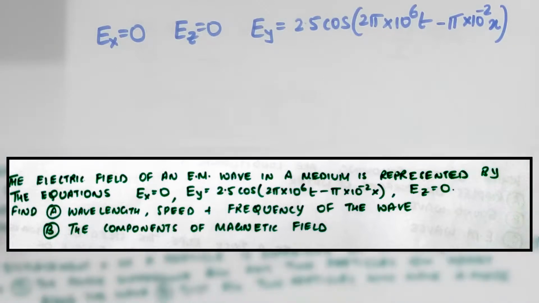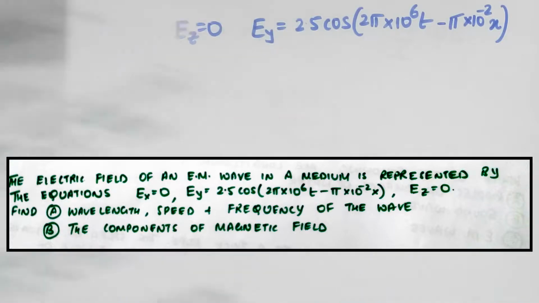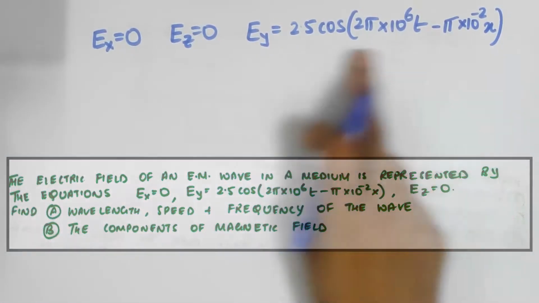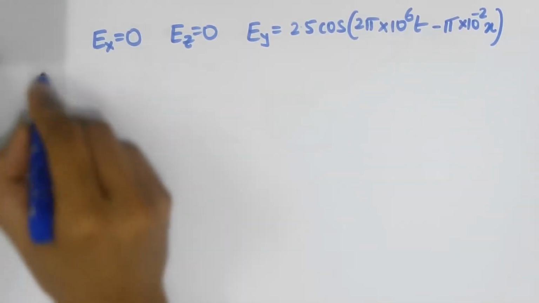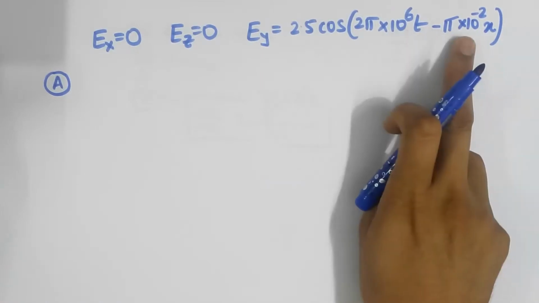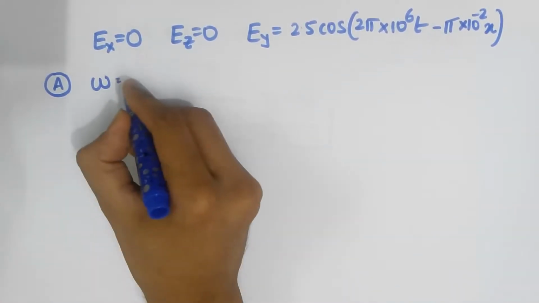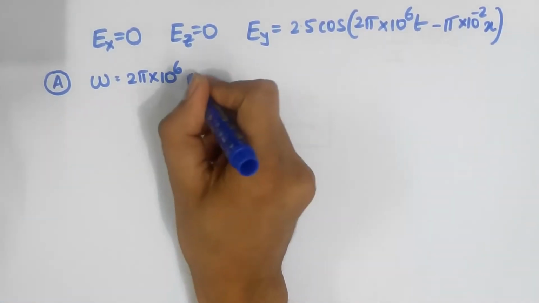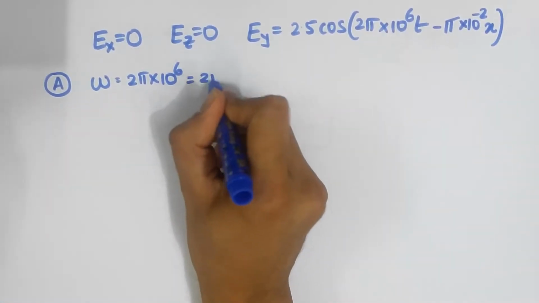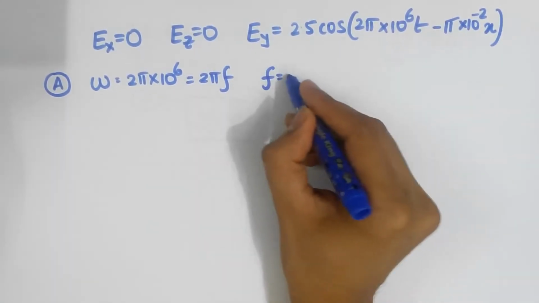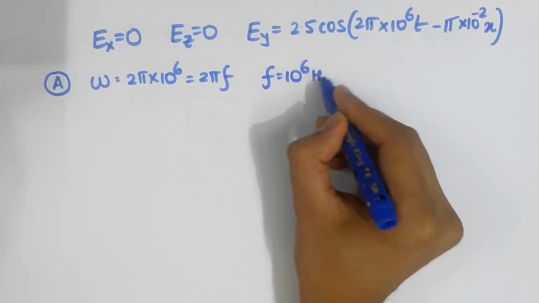Now, what else is given? We need to find the wavelength, speed, and frequency of the wave. That's easy. It doesn't matter whether it's an electromagnetic wave or not. We just equate it to the standard form. Notice this is omega, and this is k. So omega is 2π times 10 to the power 6. That is 2πf, and 2π cancels, so we have the frequency: 10 to the power 6 hertz.